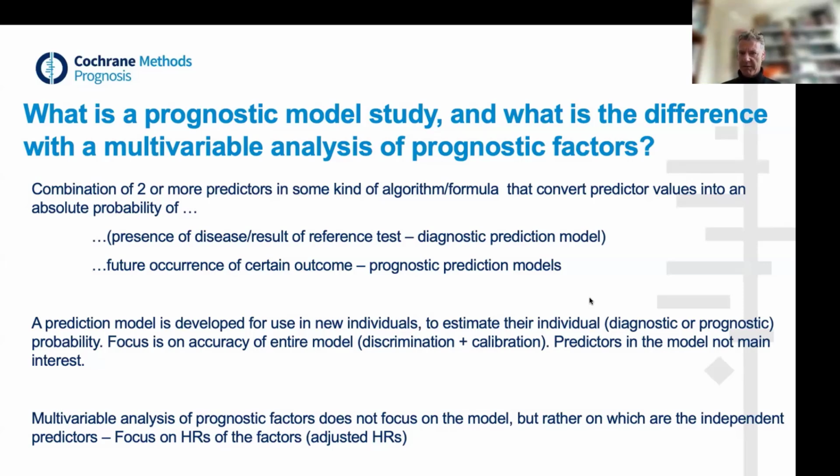Now, a prediction model is typically developed for use not in the people from which the model is developed, but of course for use in new individuals that were not used for the development of the model, new patients in other practices, other countries, to estimate their individual probability of the outcome. And here the focus is not so much on the extent to which a single factor is associated to an outcome, but rather to the extent the entire model can predict the outcome. And it's very different from the previous type of studies that I just illustrated. A prognostic model is the model under review, and in a prognostic factor study, it's the factors that are under review. Next slide.